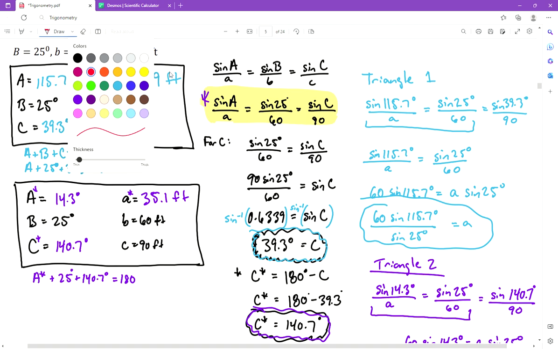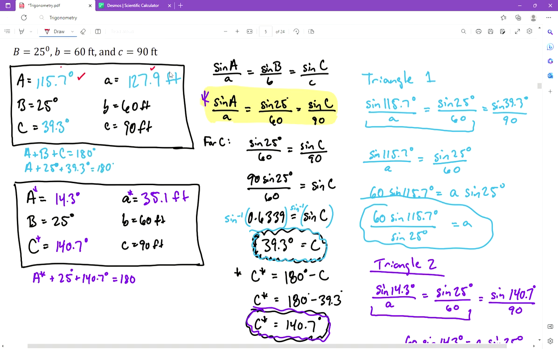So I'm just marking, yeah, biggest angle, that is the biggest side. Smallest angle, small side. Medium angle, medium side. And then with the second triangle, it should also match that. Smallest angle, yep, that's the smallest side. Medium angle, yep, that's the medium side. Largest angle, largest side. Yep, good. So it matches that.